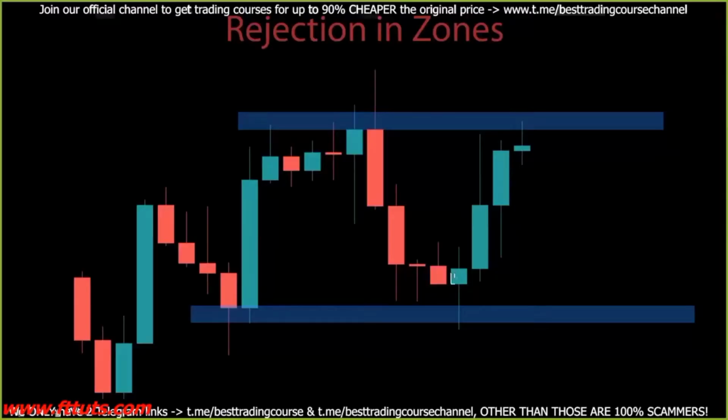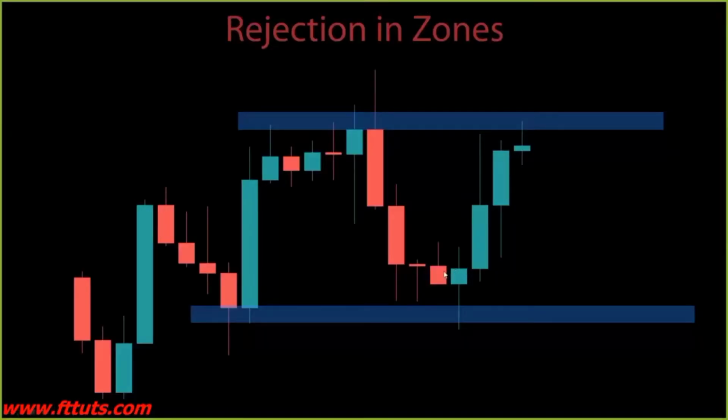Bias. You can't change your bias. You have to stick to your idea for the day. If you think that you're only going to take sells, you have to stick to your sells. If you think you're only going to take buys, you're only going to stick to buys, right? So let's see what happens with the next candle here. We wait for the next candle.